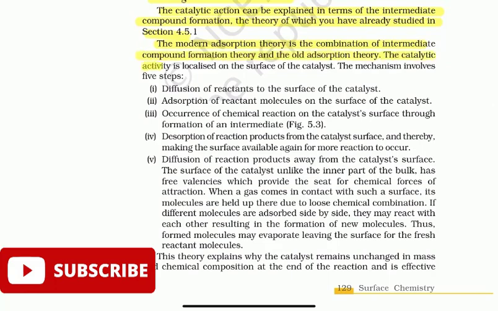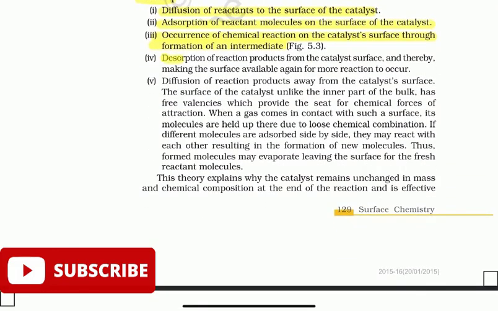The catalytic activity is localized on the surface of the catalyst. The mechanism involves 5 steps. 1. Diffusion of reactants to the surface of the catalyst. 2. Adsorption of reactant molecules on the surface of the catalyst. 3. Occurrence of chemical reaction on catalyst surface through formation of an intermediate. 4. Desorption of reaction products from the catalyst surface and thereby making the surface available again for more reaction to occur. 5. Diffusion of reaction products away from the catalyst surface. The surface of the catalyst, unlike the inner part of the bulk, has free valencies which provide the seat for chemical forces of attraction.